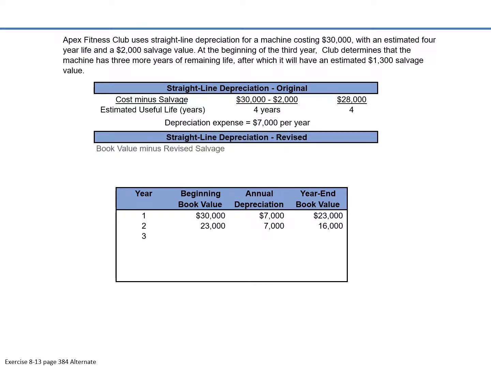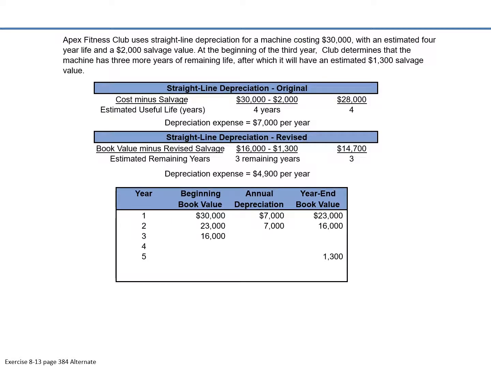So $16,000 minus our new salvage, which is $1,300, divided by 3 remaining years, 14,700 divided by 3 years, 4,900 per year. So we're going to record 4,900 in each of the last 3 years. We'll get to a net book value of $1,300, which is equal to the salvage. That's what we want. And we've recorded 28,700 total of depreciation over the 5 years.